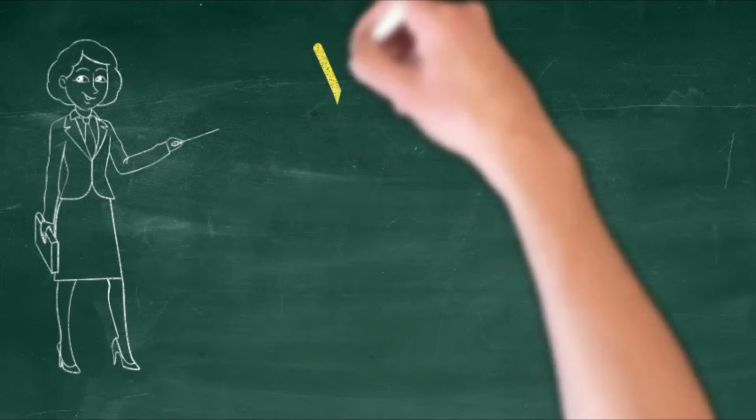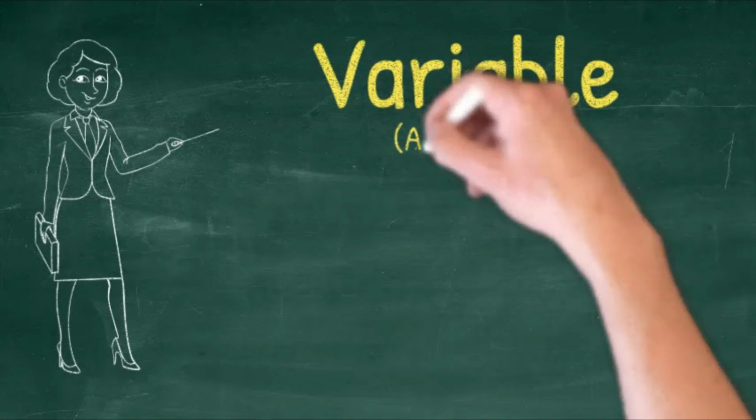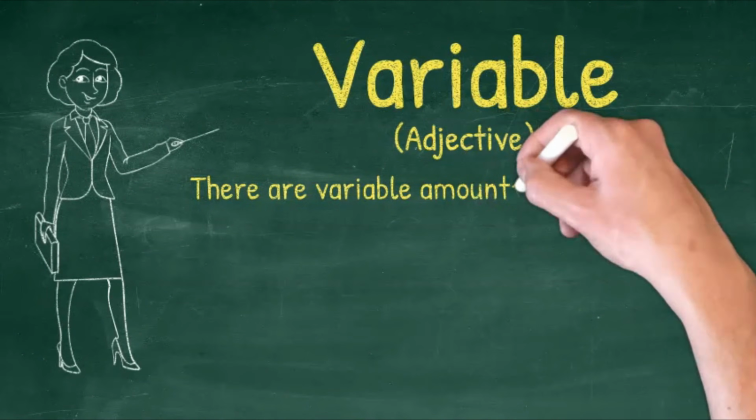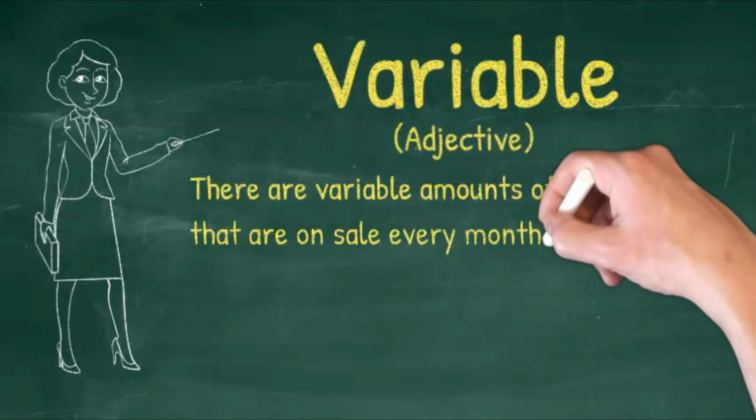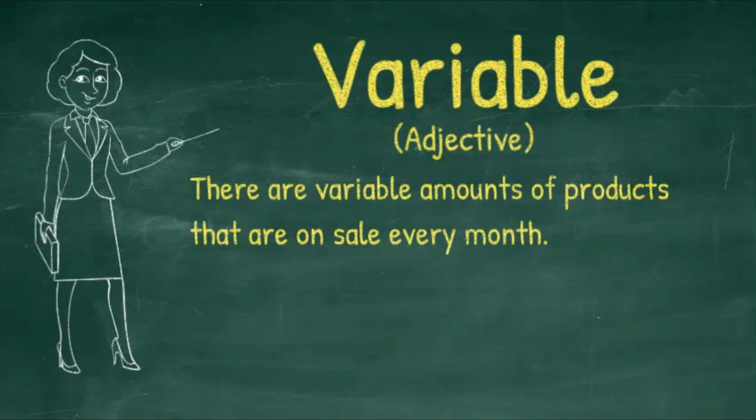The adjective form is variable. There are variable amounts of products that are on sale every month. This means there are different amounts of products.